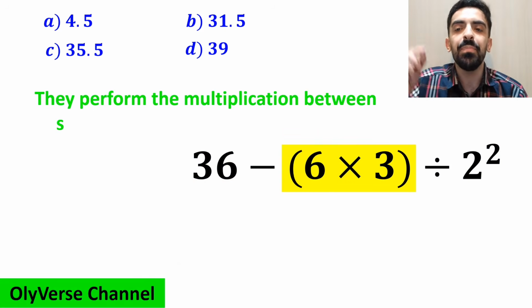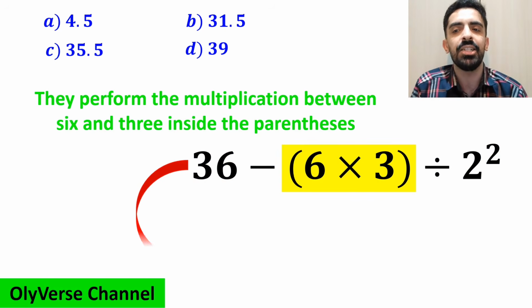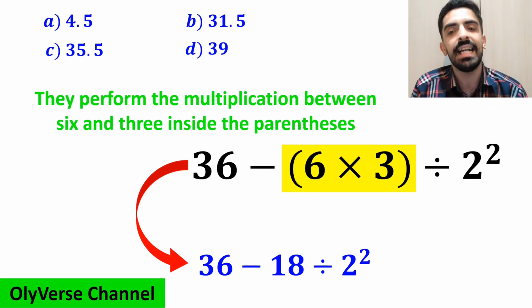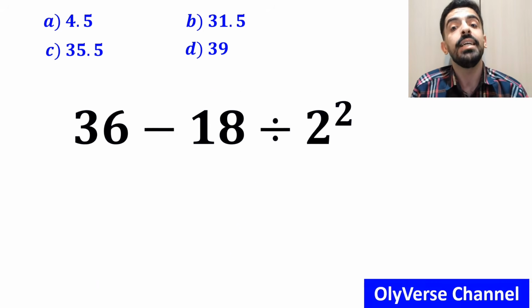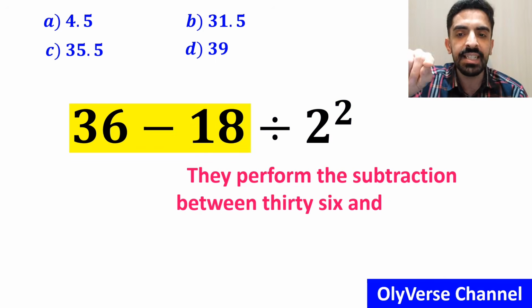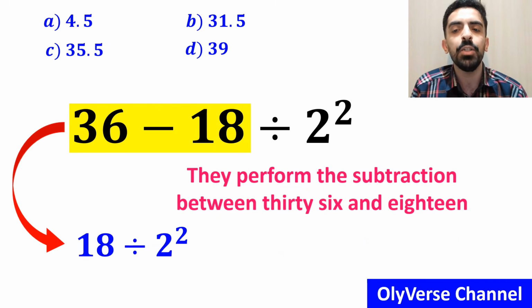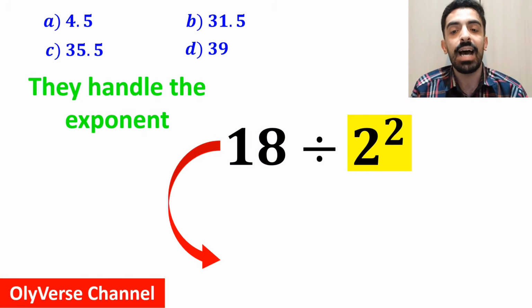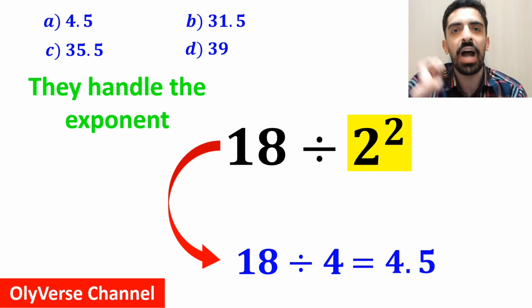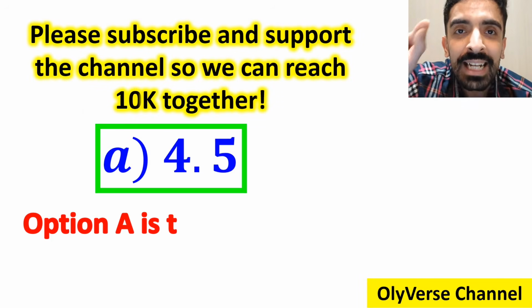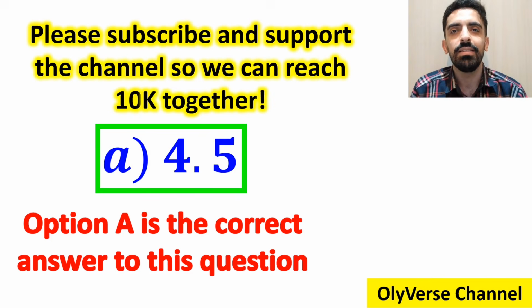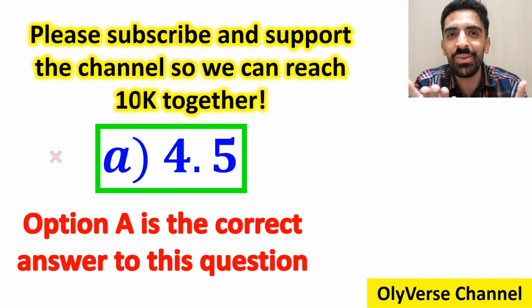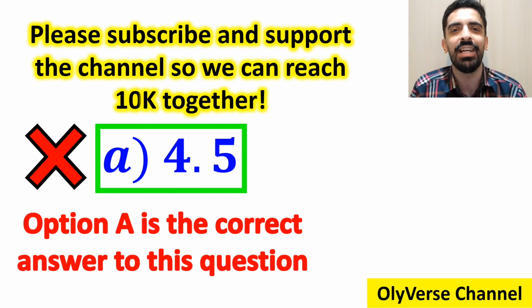Then, they perform the multiplication between 6 and 3 inside the parentheses and write this expression as 36 minus 18 divided by 2 squared. Next, they perform the subtraction between 36 and 18 and simplify this expression to 18 divided by 2 squared. And the final step, they handle the exponent and write this expression as 18 divided by 4, which ultimately gives them the answer 4.5. Then, without any hesitation, they quickly say that option A is the correct answer to this question. But I have to say we're tricked and it's not the correct answer to this question.